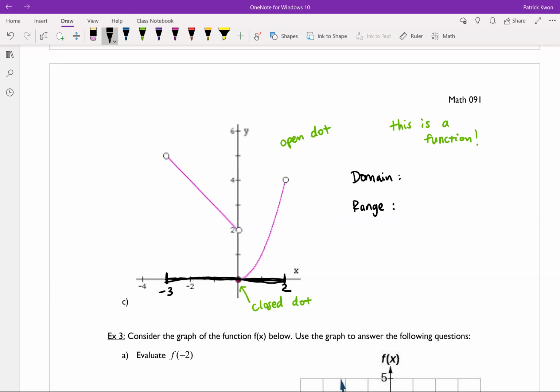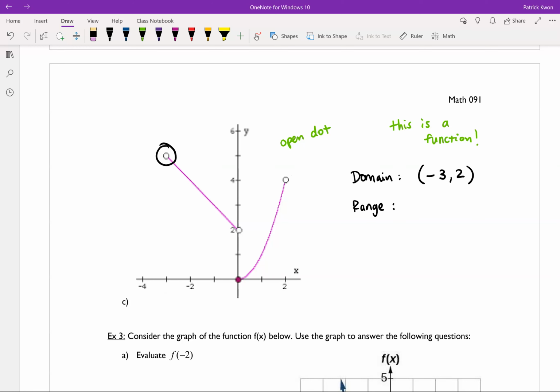So we want -3, 2, and then the question now is, are we going to use parentheses or brackets? We use brackets when the numbers are included in our graph or our set, but because both of these endpoints have an open dot or open circle, that means they're not included, so we want to use parentheses on both sides. Now let's talk about our range.